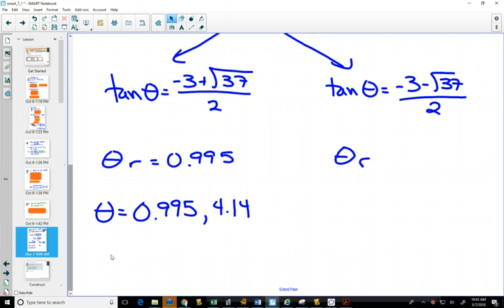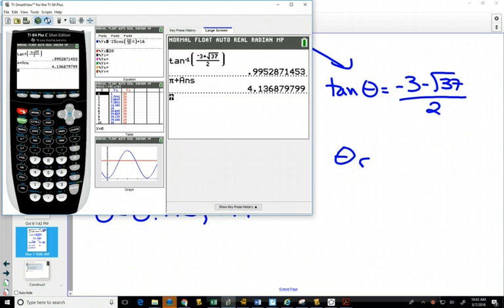negative 3 minus the square root of 37 is for sure negative. So when we go to our calculator to go tan inverse, and we have to put in a positive value, how are we going to do that? Well, I could multiply it by a negative 1, and if I multiply it by a negative 1 and change the top, I'll get 3 plus the square root of 37 over 2. 1.35. My reference angle.